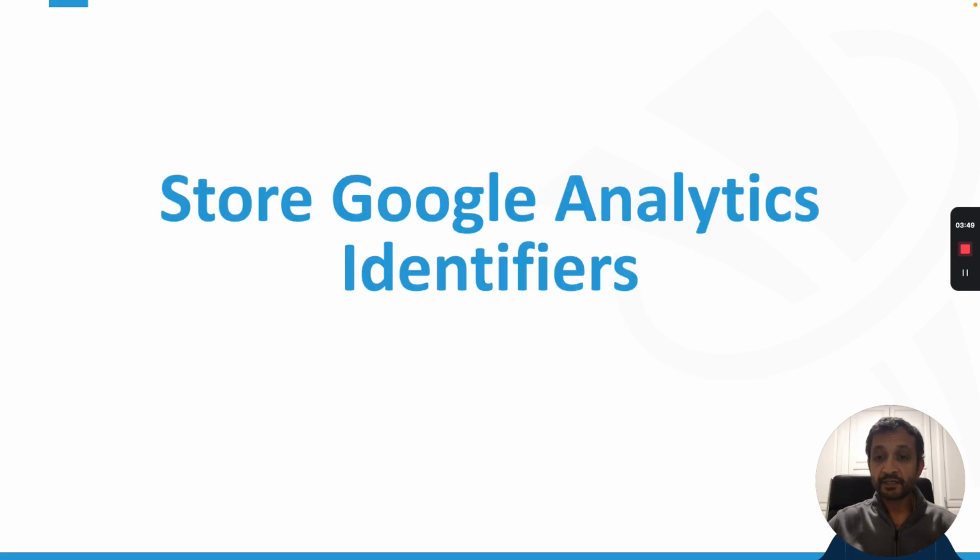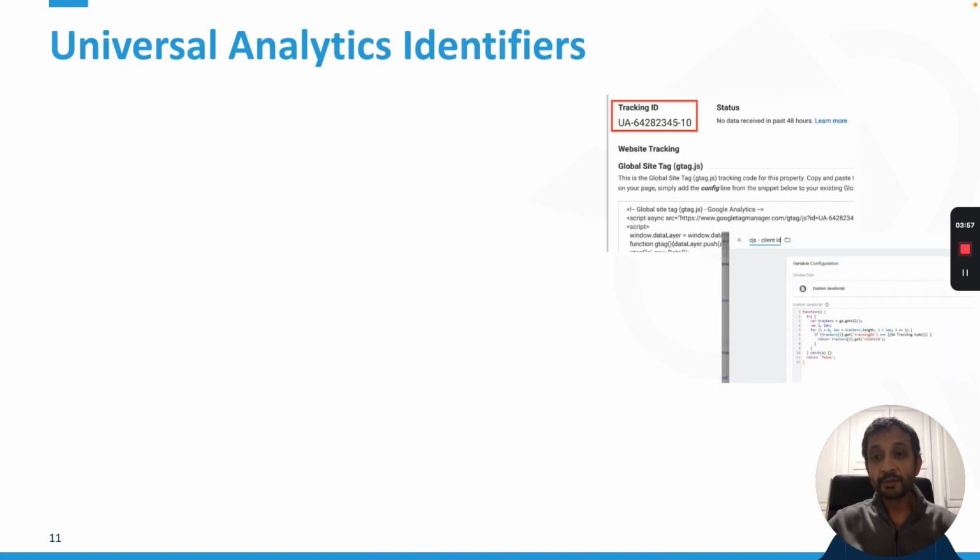So first off, I want to talk a little bit about the identifiers that Google Analytics uses. An important note here is that I'm going to be focused on Universal Analytics. GA4, Google Analytics 4, is still being rolled out as of the time of this post, and a lot of the concepts are very different. So for now, we're still very focused on Universal Analytics.